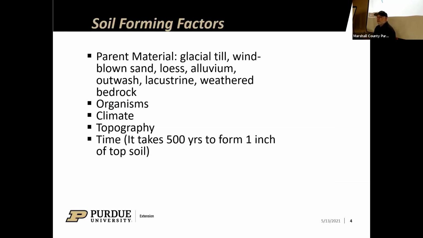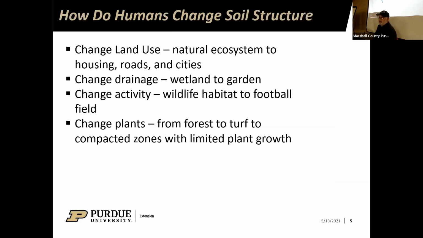But this week we're going to talk about building our soils. We have to realize that soils have formed over 500 years to create just 1 inch of topsoil. And these factors that we already talked about had a big impact on our soils. One of our issues is that humans change our soil structure quite completely in some situations compared to what Mother Nature produced over that long period of time. So just think about it. We change land use. We go from a natural ecosystem to housing, roads, and cities.